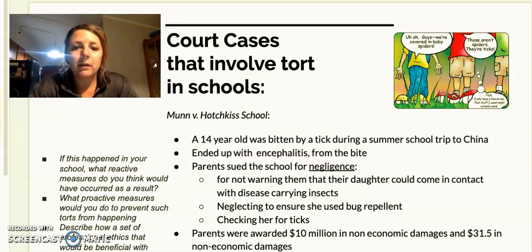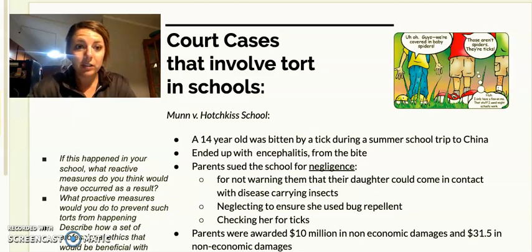A 14-year-old girl was bitten by a tick when she attended a school trip during the summertime to China. She ended up with a disease that could cause permanent neurological disorders. Her parents sued the school for negligence. That's the tort type. They claim that the school did not warn them that their daughter could come in contact with that disease, and they neglected to make sure she was wearing bug spray on the trip, and they should have been checking her and all students for ticks. The parents ended up being awarded $10 million in economic damages and $31.5 million in non-economic damages.